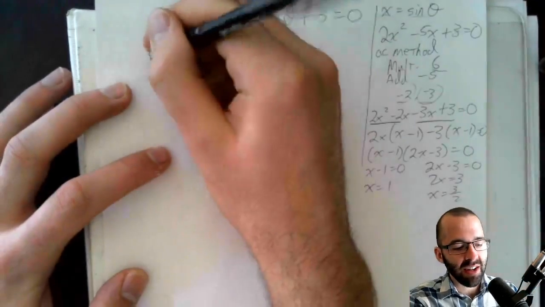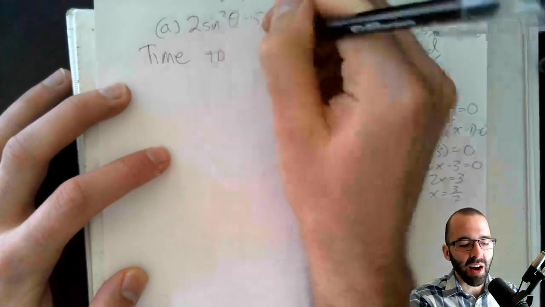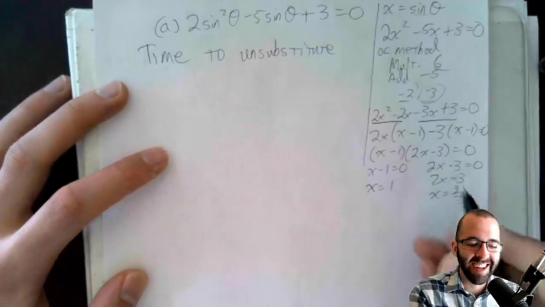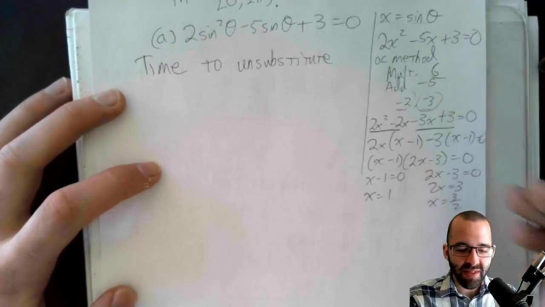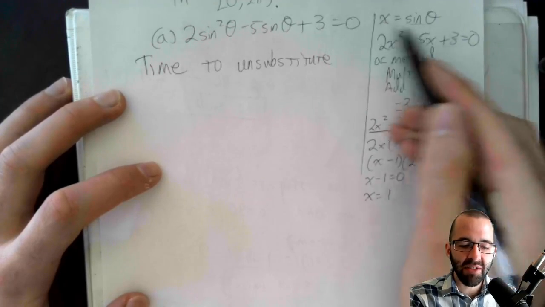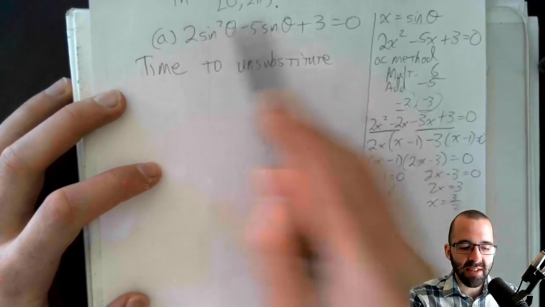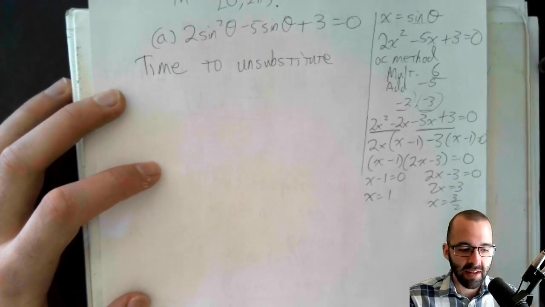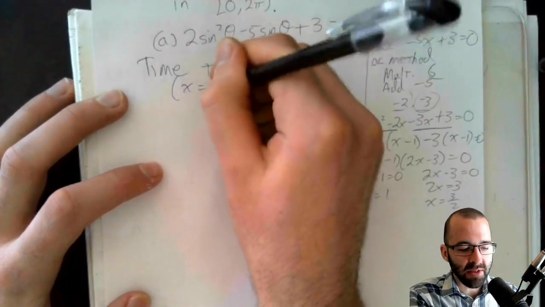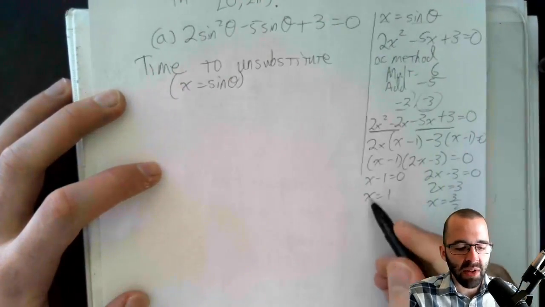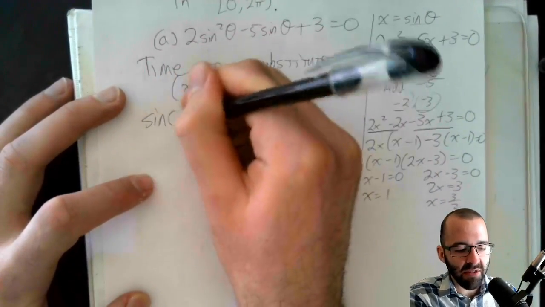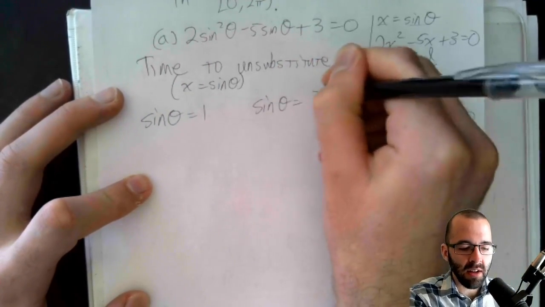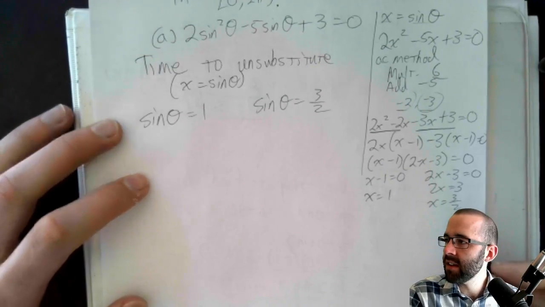So now it's time to unsubstitute. I don't think that's a word. I'm pretty sure I made that up. So x is the sine of theta. So we replaced the sine of theta with x. Well, now we got to replace it back, right? X is equal to the sine of theta. So we're replacing x with the sine of theta. We have the sine of theta equals 1, and the sine of theta equals 3 halves.